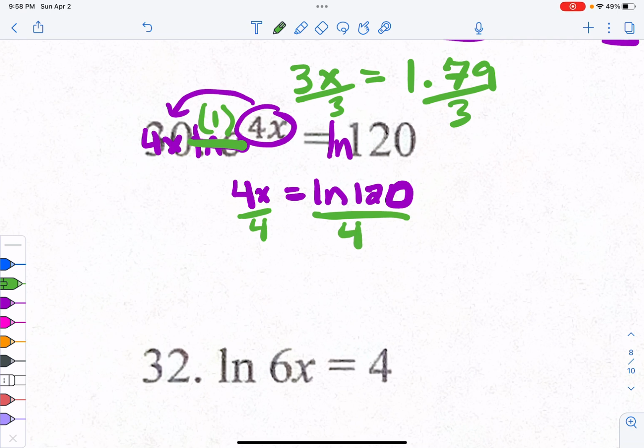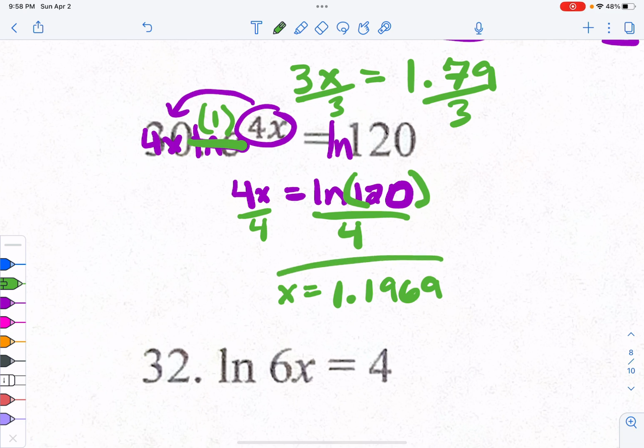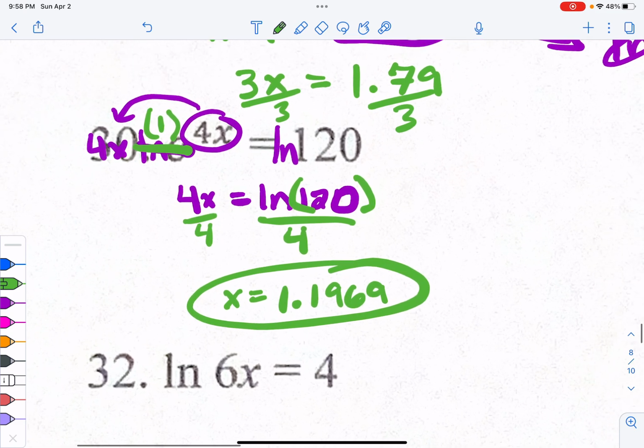Now, make sure that you're doing ln of 120, closing your parentheses and dividing by 4, because 120 divided by 4 is 30, but you don't want to be taking ln of 30. You want to take ln of 120 and then that number divided by 4. There is a difference. So let's do 120 ln divided by 4. And I got as an answer 1.1969-ish is what the rounding should be, 4 decimal places.